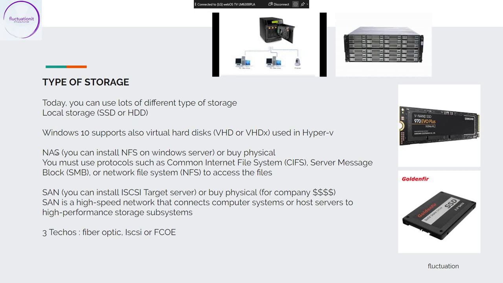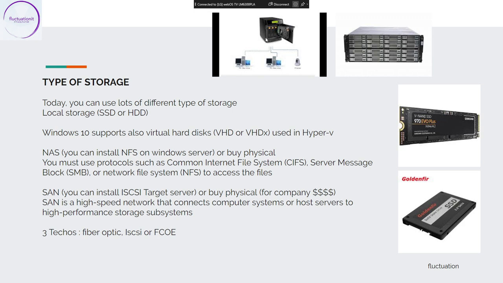For example, you have a NAS. Okay, so for example, this is a NAS, and you can also install NFS on your Windows Server or buy a physical one. But if you have a NAS like this, you just have an IP or a network cable, Wi-Fi, and you just store all your movies or your music on the NAS.